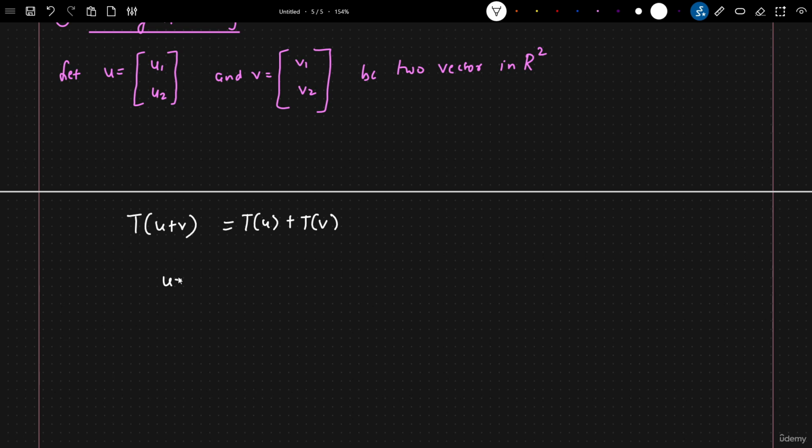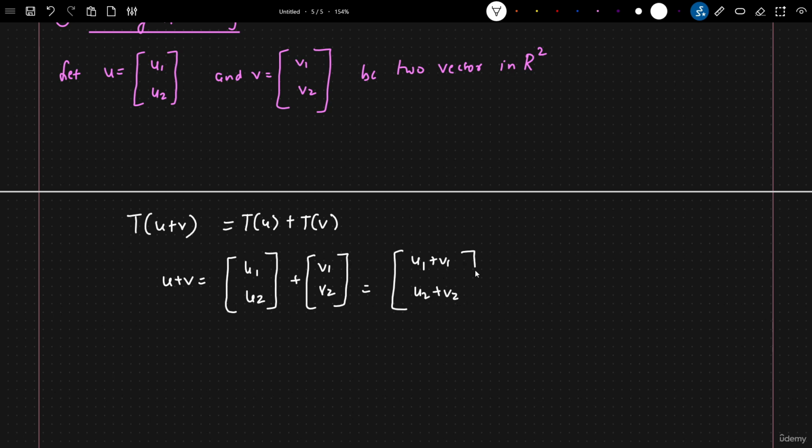So first of all, I will go ahead and calculate u plus v. So u plus v is nothing but I will take u1, u2, and then I have v1, v2. Once I do this summation, I'm going to get u1 plus v1, u2 plus v2. So this is my first one. Now, when I say that I'm going to apply transformation in u plus v, that basically means what?